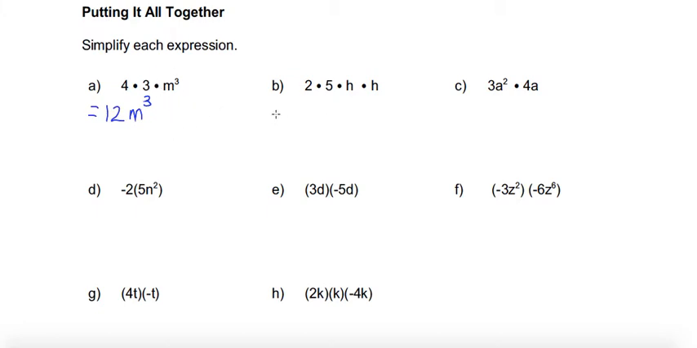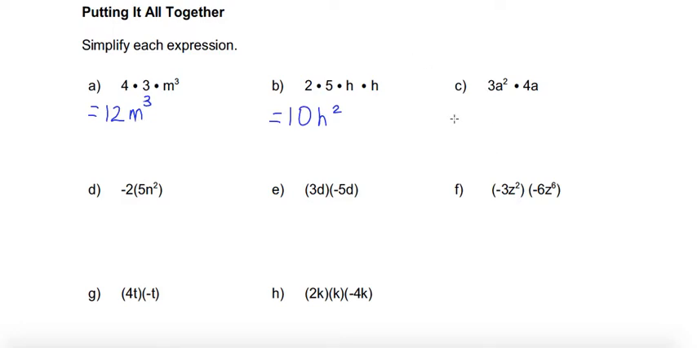So let's take a look at part B. I have 2 times 5, those are my coefficients. 2 times 5 gives me 10, and I have h times h. Now if you remember, I have 1h and 1h, and what does that mean? That h times h is the same as h squared, because there are two h's being multiplied together.